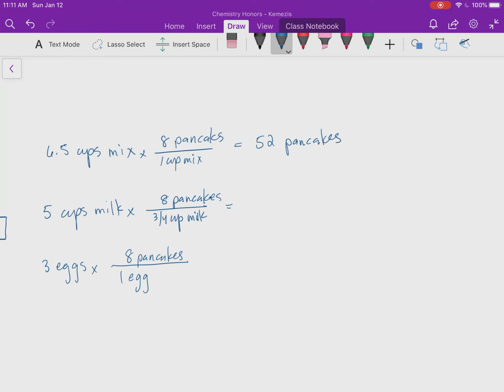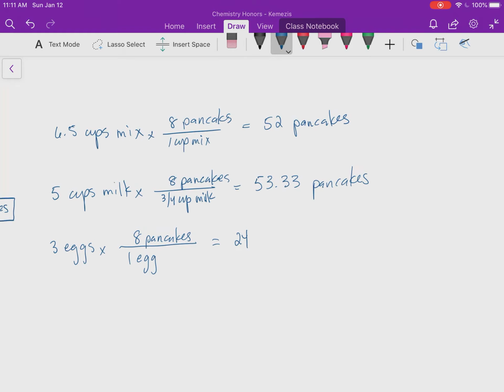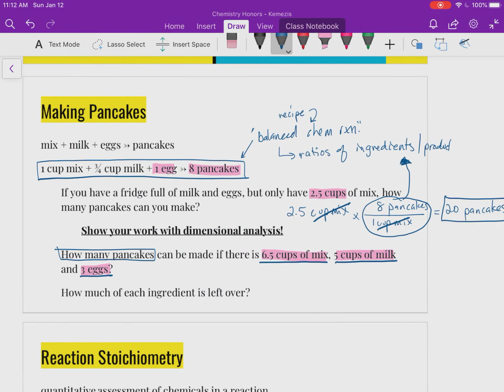If we had enough of everything else and 5 cups of milk was the thing that limited us, we can make 53 1/3 pancakes. It's slightly more than the mix allows, but if we come over here, we see for the eggs, if we have enough of everything else and we only had 3 eggs to use, then we can only make 24 pancakes.